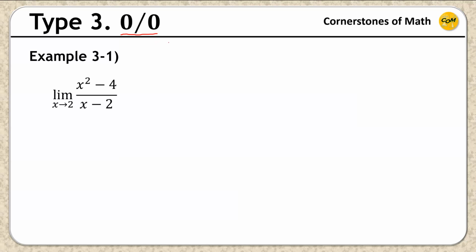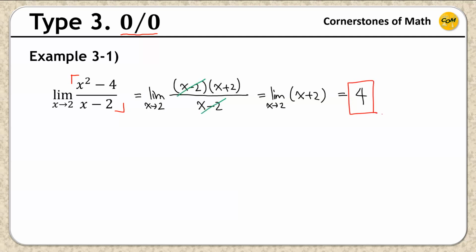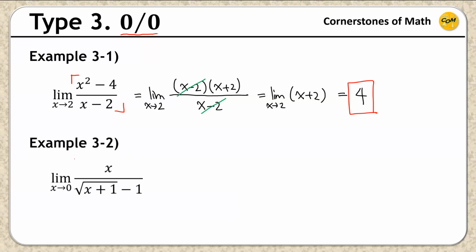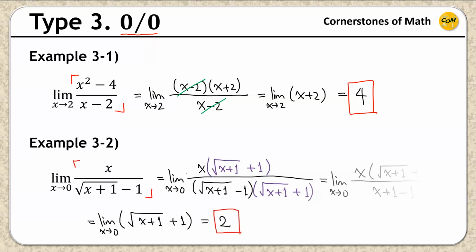This is another very famous indeterminate form that appears many times in basic level textbooks, such as this fraction form, which usually can be solved by factoring, or in a radical form, which can be solved by multiplying the conjugate expression, in this case square root of x plus 1 plus 1.